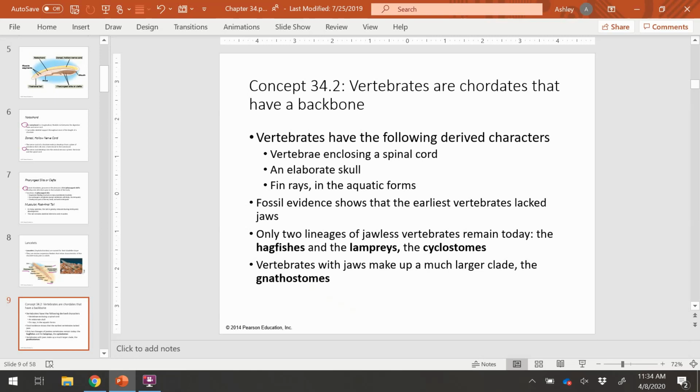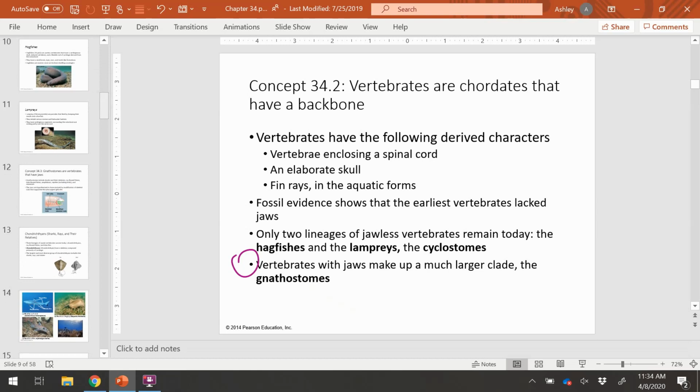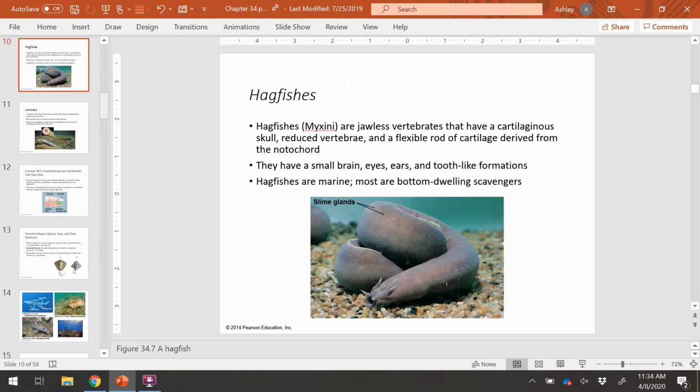And so looking at vertebrates that have jaws, they're called gnathostomes. And so that's something you'll want to understand. Any jawed vertebrate will be called a gnathostome. And so you'll see that portion in just a minute about how that is believed to have developed.